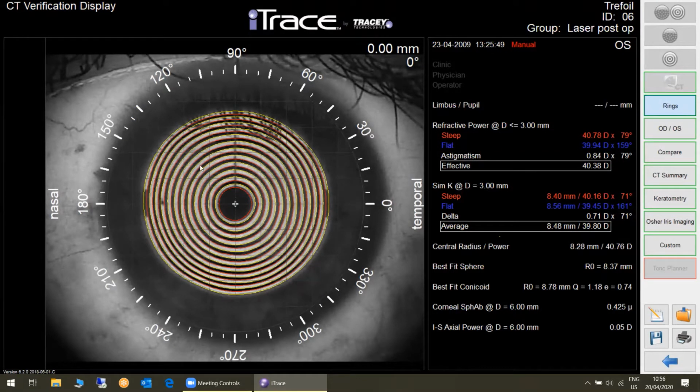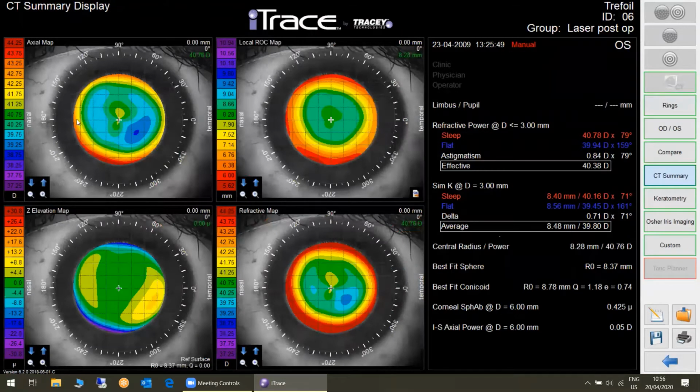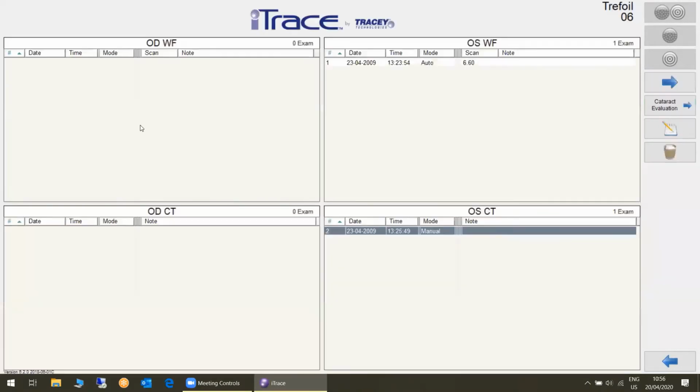You see here, those rings are very nice. It means the quality is good. If I go to CT summary, we see here the axial map. And this is man-made. You can see this is not how a normal cornea would look like. I will show you a normal cornea.